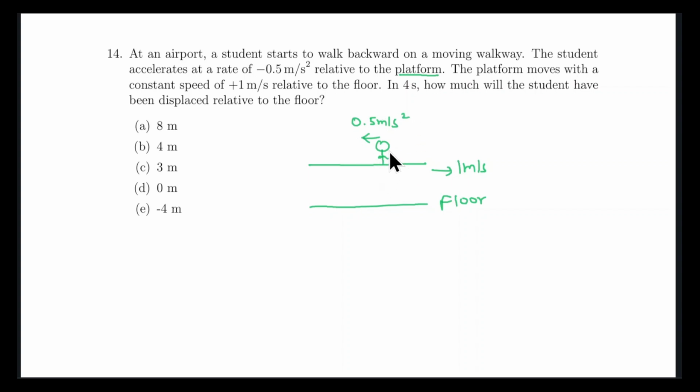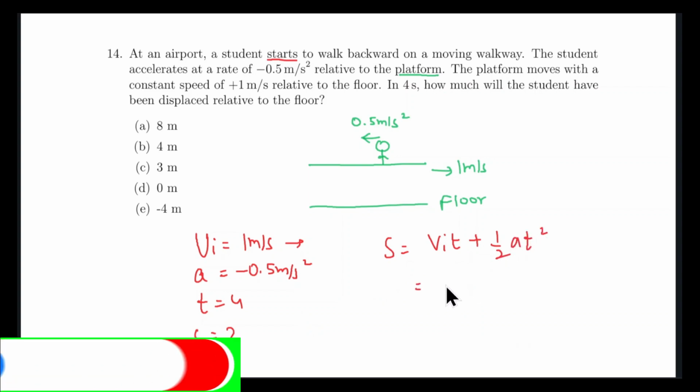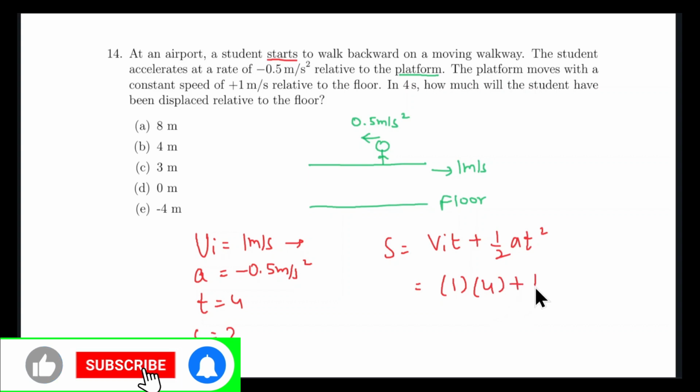So I think I can use the second equation of motion, but keep in mind the initial velocity. Although the student himself just starts, so it looks like he starts from rest, of course, since he is already on a platform that is moving, the initial velocity of the student will be 1 meter per second to the right. Acceleration is negative 0.5, of course, and the time is already given to us as 4 seconds. So I can use the second equation, that S is equal to V initial times t plus half a t squared. V initial is 1, time is 4, acceleration is negative 0.5, and time is again 4.